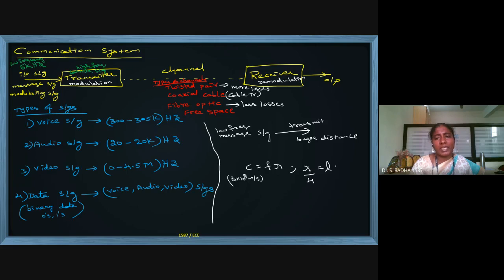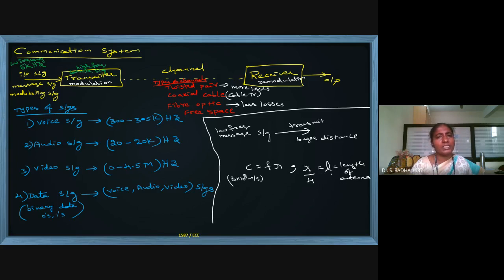L is the length of the antenna. We are going to transmit a low frequency message signal. We need an antenna for transmission, and the length of the antenna is nothing but lambda by 4, where lambda is the wavelength of the signal which we are going to transmit. This is the general relation.